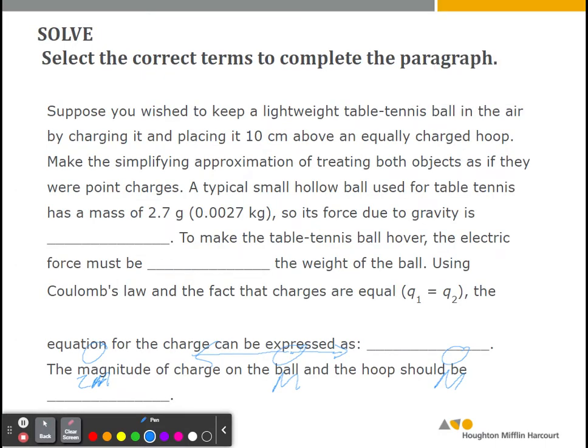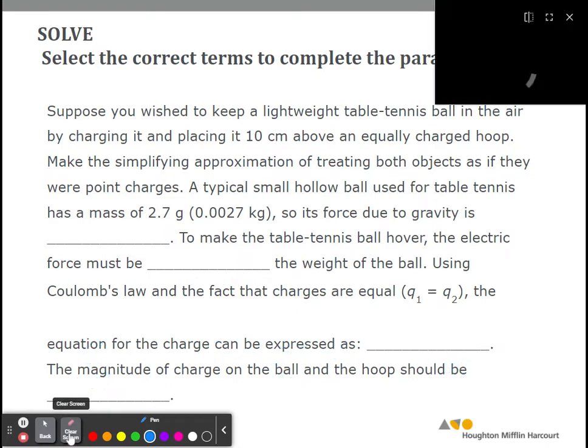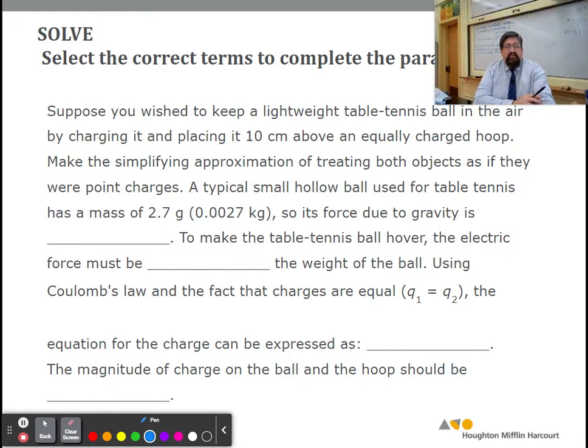Let's look at this paragraph. Suppose you wish to keep a lightweight table tennis ball, a ping pong ball, in the air by charging it and placing it 10 centimeters above an equally charged hoop. You want to make it levitate 10 centimeters above a hoop. If we treated both objects as if they were point charges, so we didn't have to consider mass, then the typical small hollow ball for table tennis has a mass of 2.7 grams, or 0.0027 kilograms.